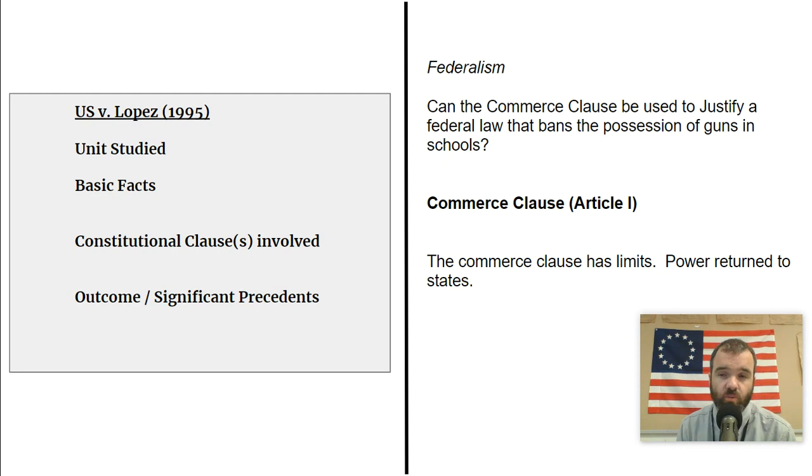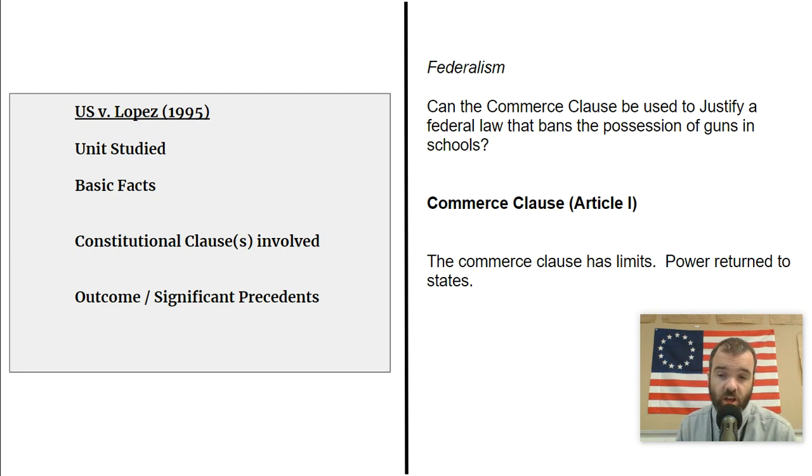In this case, the Supreme Court does not agree with this. They basically take the stance that regulating guns is not related to commerce, it's not related to an enumerated power in the Constitution, or at least regulating guns in this particular fashion. The Commerce Clause argument does not hold water, and so they strike down the law. The big outcome here is that the Commerce Clause has its limits. Power is returned to the states in this regard, and it's taken away from the federal government. The Commerce Clause is not an unlimited clause.